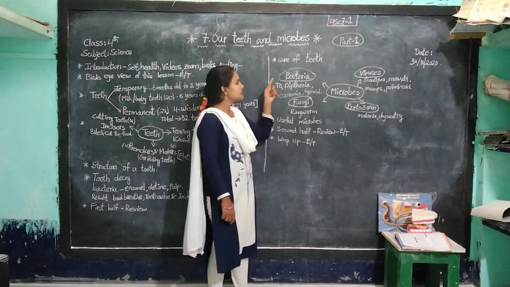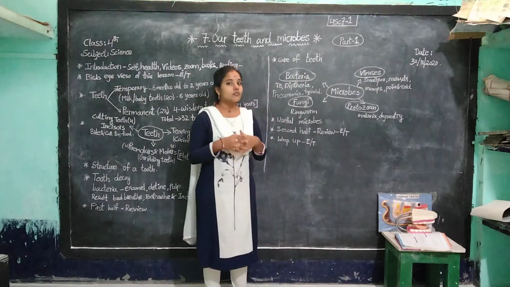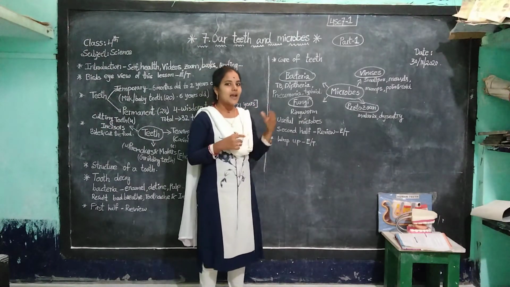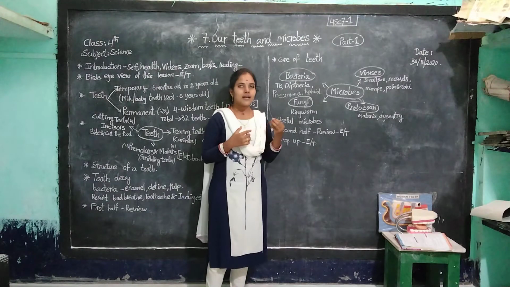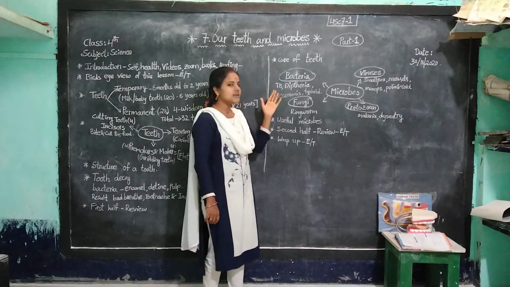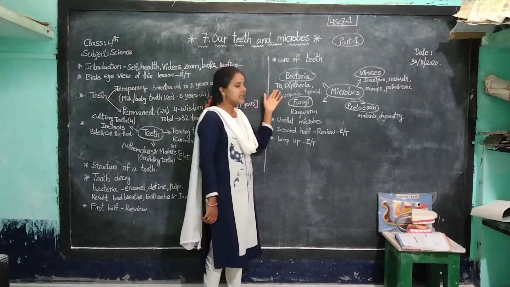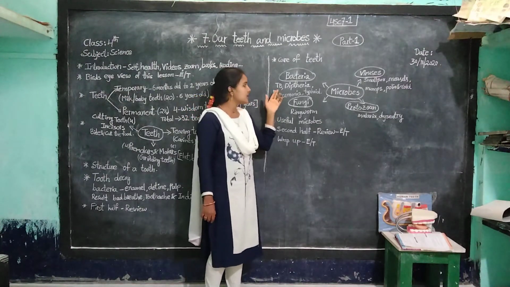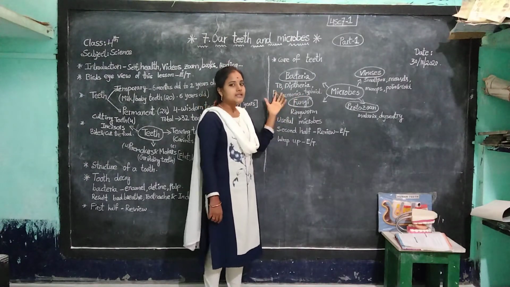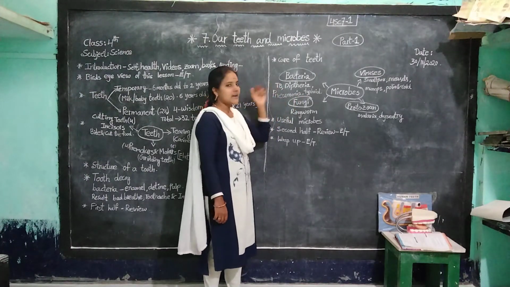First we will learn about bacteria. Bacteria are one-celled plants, and they are rod-like, spiral or round in shape. They cause diseases like TB, which means tuberculosis, diphtheria, pneumonia, and typhoid. These diseases are caused by bacteria.